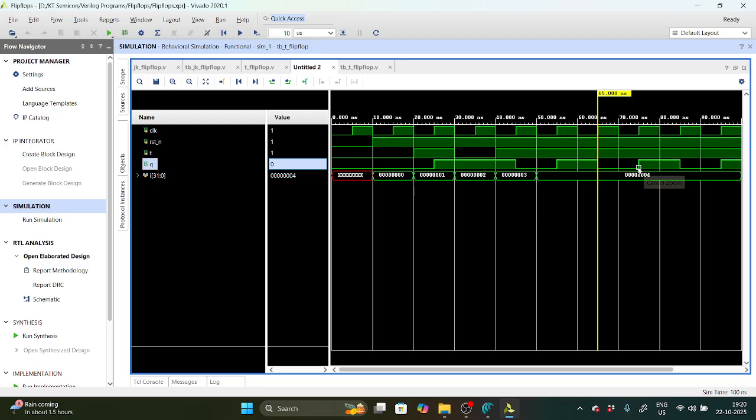And here also T becomes what? T becomes 1. Previous state is 0. It will toggle from 0 to 1. Here also T becomes 1. So previous state is 1, and it is toggled from 1 to 0.